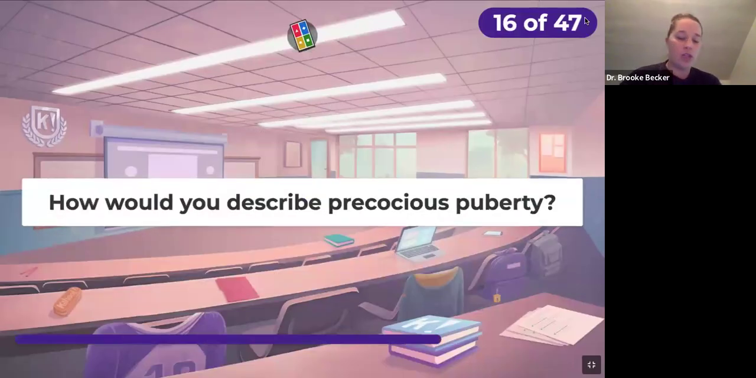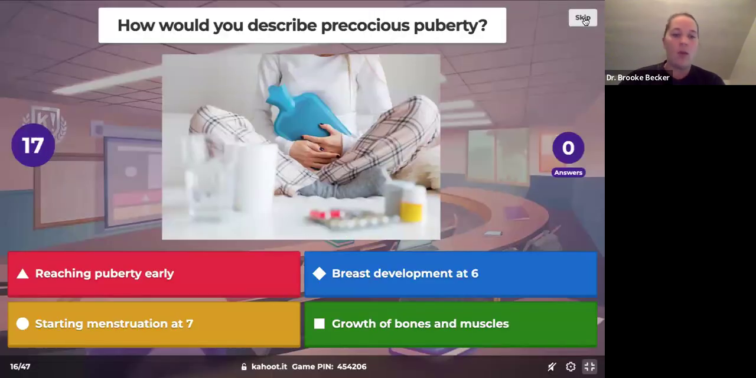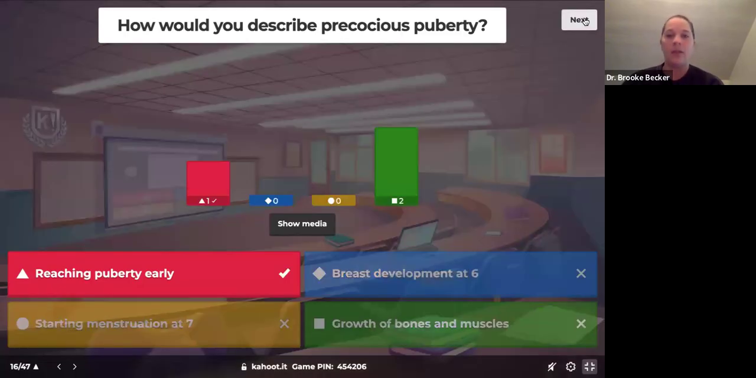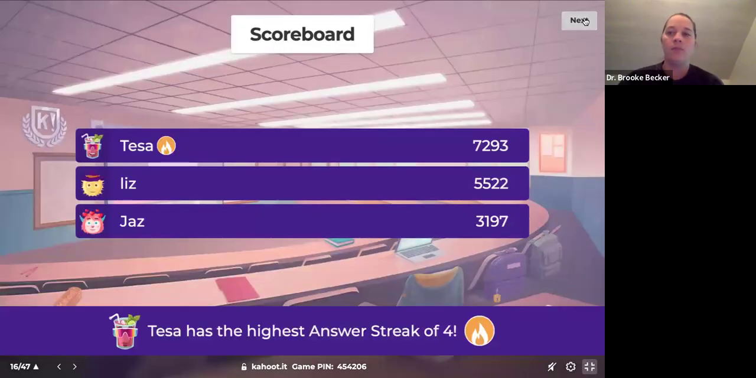How would you describe precocious puberty? Reaching puberty early, breast development at age 6, menstruation at age 7, growth of bones and muscles. Yeah, so precocious puberty is reaching puberty early. Okay, so early puberty, precocious. So earlier than you should. Okay, good.